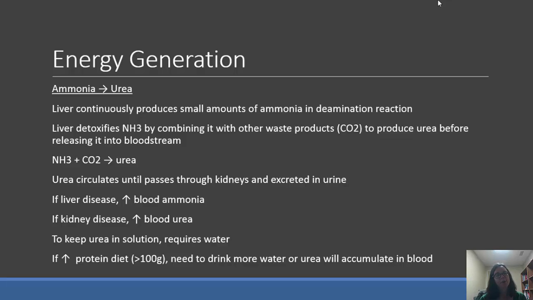So if we are consuming a very high protein diet, then we're going to have more deamination, more production of ammonia groups, and therefore we really need to drink more water in order to keep the urea that we produced as a product of the ammonia detoxification. We need to drink more water to keep more of this urea in solution, or else urea will begin to accumulate in the blood.